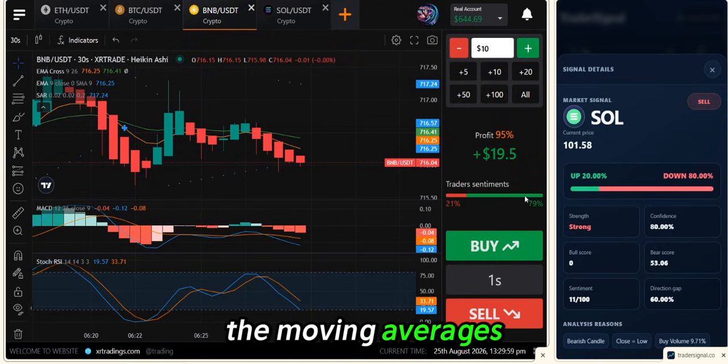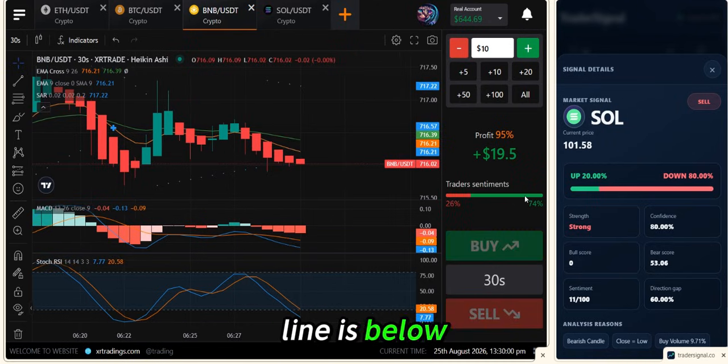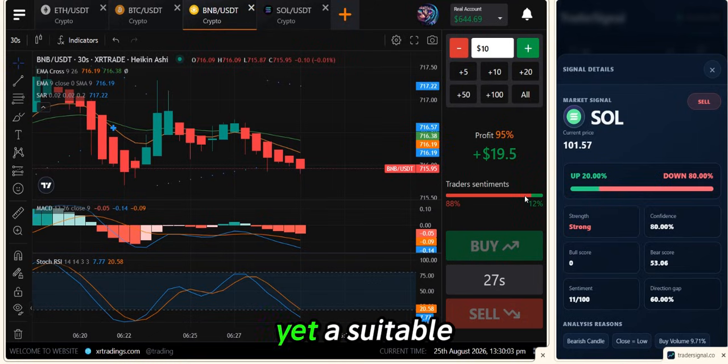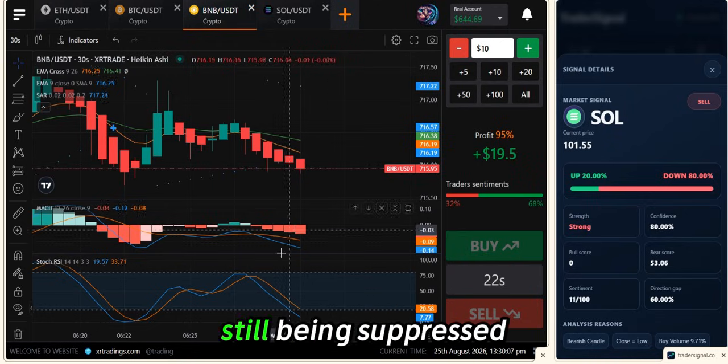Next, look at the moving averages. The short-term line is below the long-term line, and both are sloping downwards. The price itself is also moving below the key lines, so it's not yet a suitable time to rush into a buy position. Let's look at the SAR. The SAR dots are mostly above the price, meaning that short-term momentum is still being suppressed.